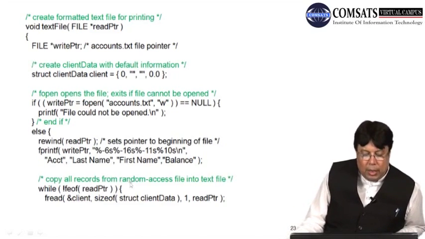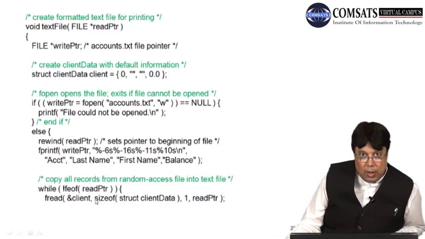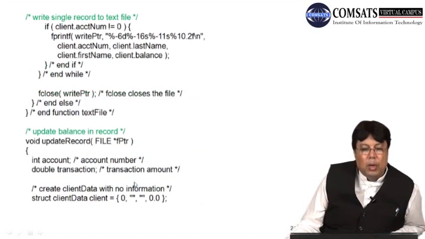So why not the end of the file? It means that you are going to read the whole file sequentially, which is the random access file. So copy all records from the random access file into a text file. Whatever records you have created, you will keep on reading.